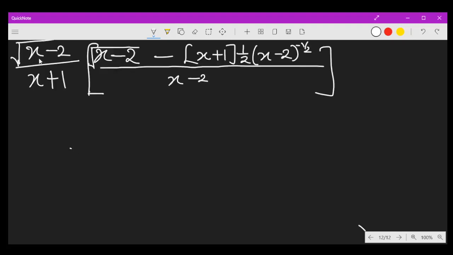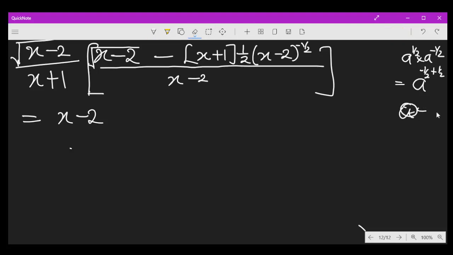So the expansion of this is x minus 2 multiplied by x minus 2 to the power of half. So what this gives us is this root and this root, each is half, and half plus half will give us 1. So it will be equal to x minus 2. Now this one is raised to the power half. It will be a raised to the power half times a raised to the power minus half, to give us a to the power minus half plus half. So it will be a raised to the power 0, which is 1. So multiplying root x minus 2 gives us 1.